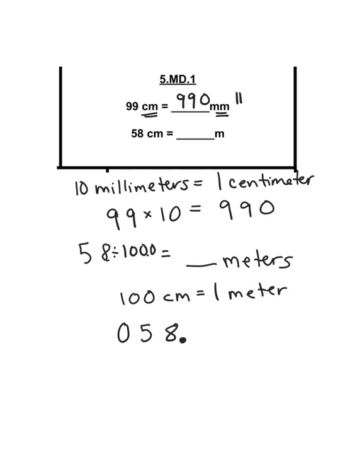Now, since I'm dividing by 100 and I have 2 zeros, I need to move my decimal point over 2 spots. So that's why I put that 0 there as a placeholder. So my quotient is 58 hundredths of a meter, a little more than half a meter.